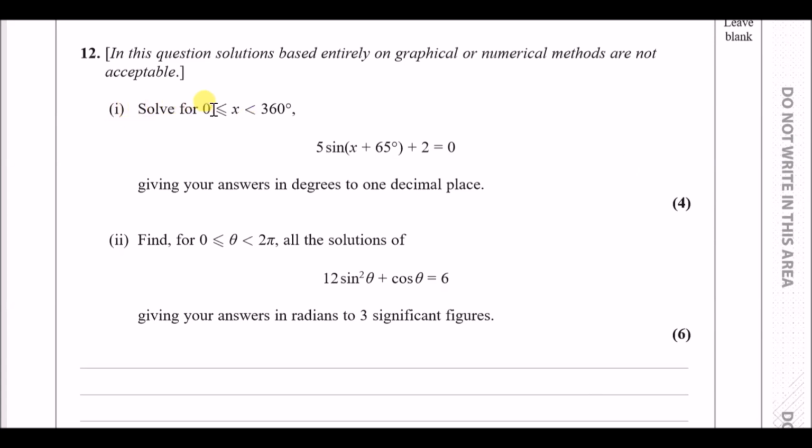Solve for the following range for x, this equation here, giving your answers in degrees to 1 dp. Right, one more thing I also want to add. Every time you've got a sine or cos or whatever, and you've got a really weird expression inside the angle bit, always replace it with y or another letter. So in this case, we now have 5 sine y plus 2 equals 0.